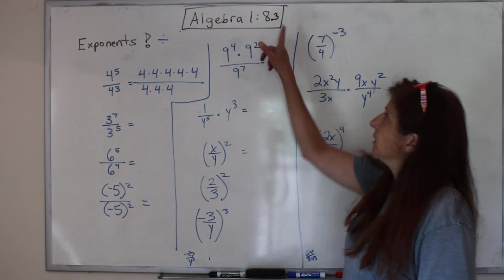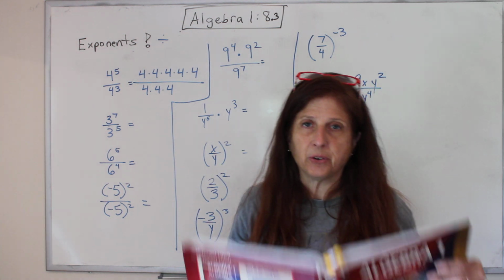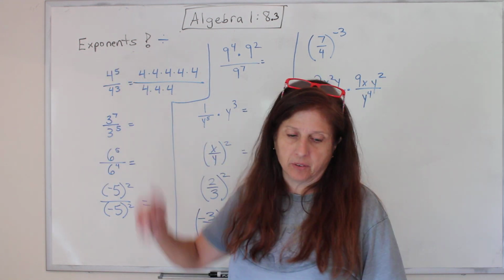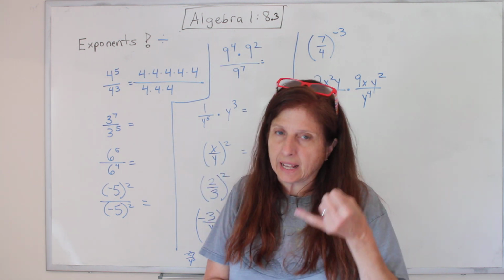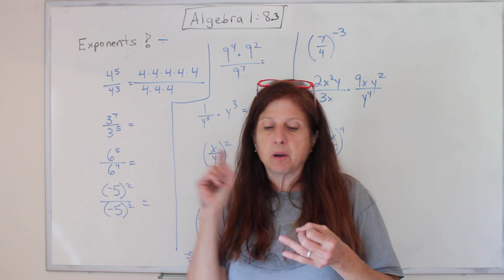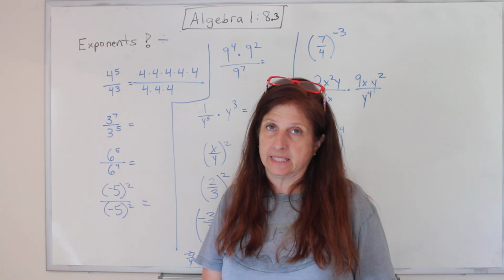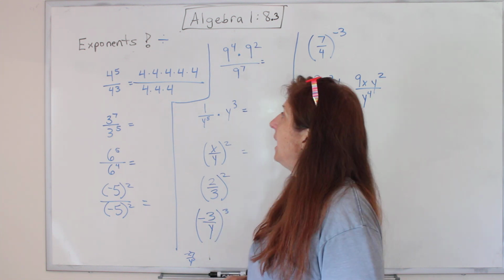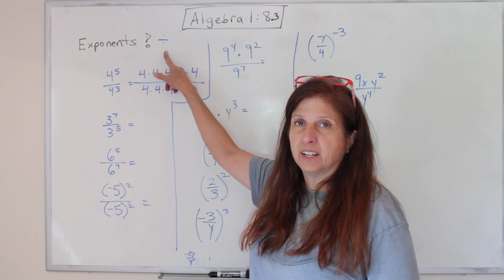to Algebra 1, Chapter 8, Section 3 in this book. And what we've been talking about is exponents. We talked about multiplying exponents. We talked about portal guns, negative exponents. We talked about what if the exponent is 0, it equals 1 unless it's 0, then it's undefined. And now we're going to talk about, you guessed it, divide.